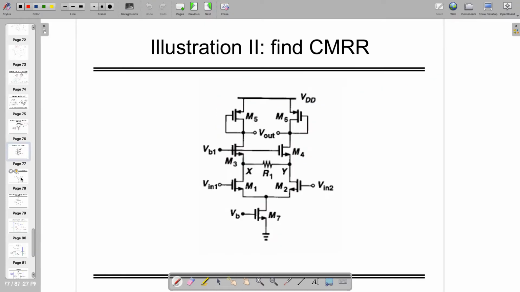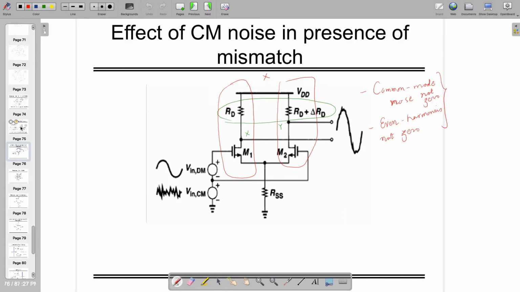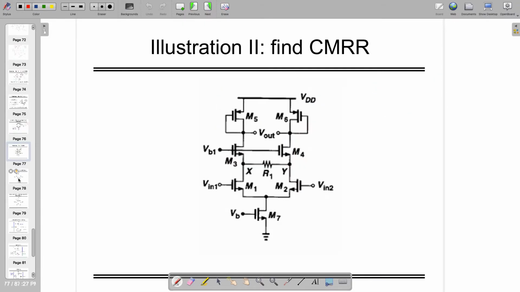What I'm saying next is, let's find out the common mode rejection ratio. Notably, here the common mode rejection ratio is poor, of course, right? Because you will have some common mode noise and some even harmonics, and even though you have very good differential gain, common mode gain is also very high. So the overall performance-wise, your CMRR will be degraded, or a higher value cannot be achieved.